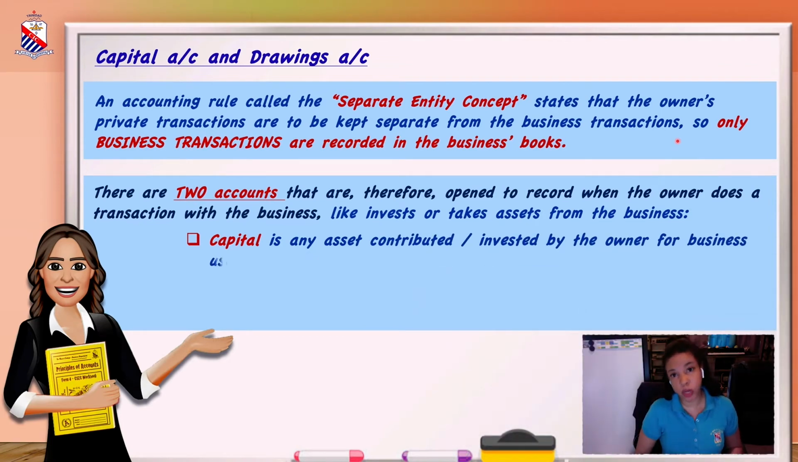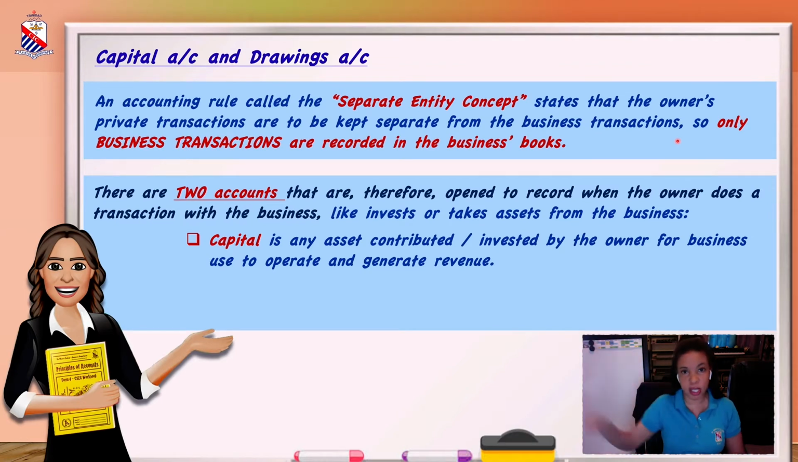So capital, which we have already been introduced to, is any asset contributed or invested by the owner for business use, to operate and generate revenue. We have already done that. Many times you've seen "owner invested," and you know now that is capital. So we have to record it in a capital account because the owner is separate, so he is investing. We have to record that he is investing in the business, which is separate from him, okay?